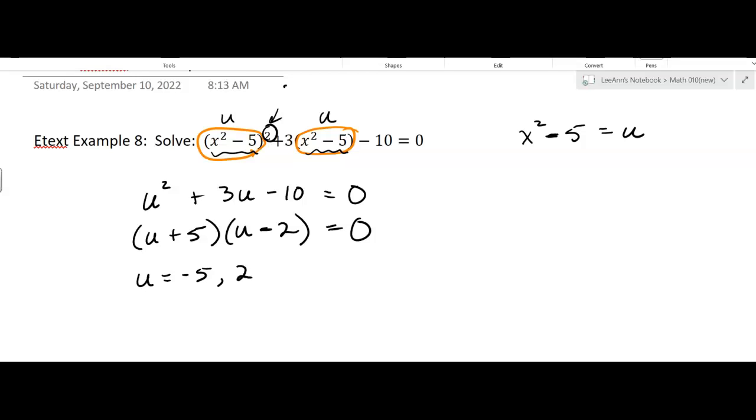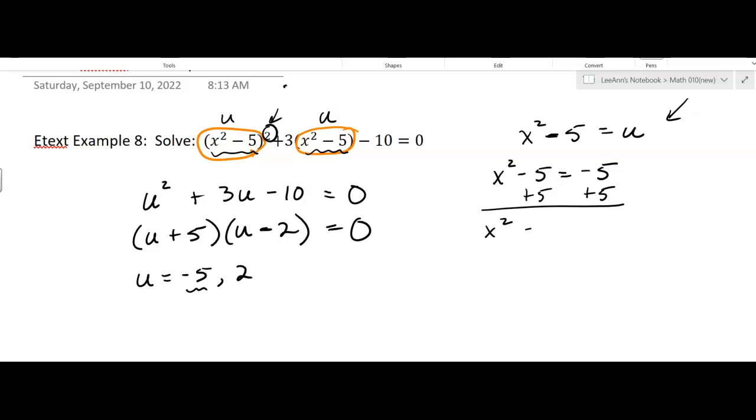Okay, so now we're going to come over here and solve this for x. First we're going to say x squared minus 5 equals negative 5. That was our first answer, so we'll plug that in. Now that's a quadratic equation. I don't have an x term, so instead of setting it to 0 and using factoring or the quadratic formula, I'm going to use the square root principle. So I'm going to add 5 to both sides.